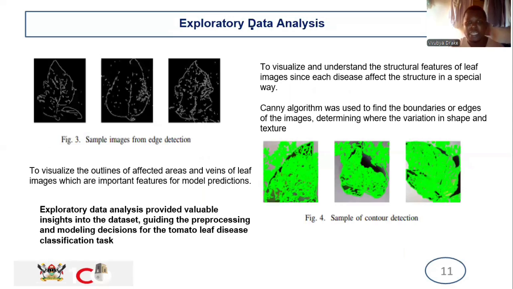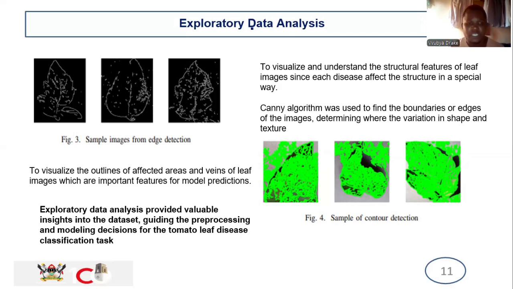So to understand the dataset, we did exploratory data analysis. We looked at the images, the class distribution, and all those, and two important exploratory data analysis techniques, that is contour detection and edge detection. We did edge detection to visualize and understand the structure of different leaf images, since each disease affects the structure in its own way. Under edge detection, we used an algorithm to find the boundaries or edges of the images, determining where the variation in shape and texture was.